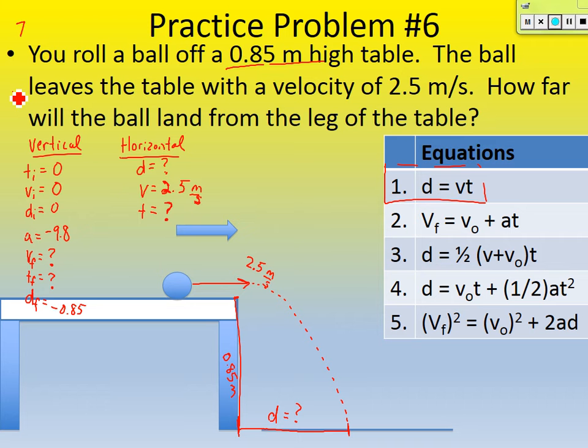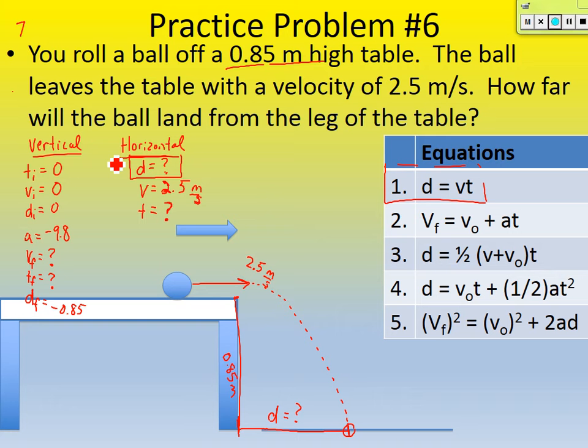Okay, so take some time, draw a picture, list your variables. Now, we really want to know how far from the leg of the table the ball will land on the ground over here. That is horizontal displacement. So what I like to do is put a box around it, circle it. That's what we really want to solve for.